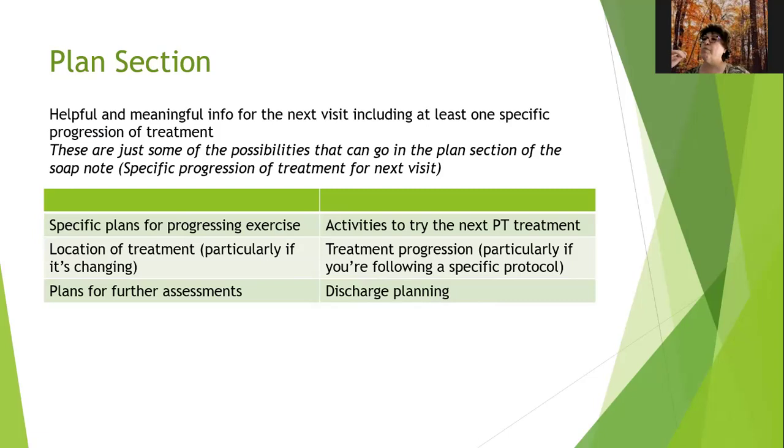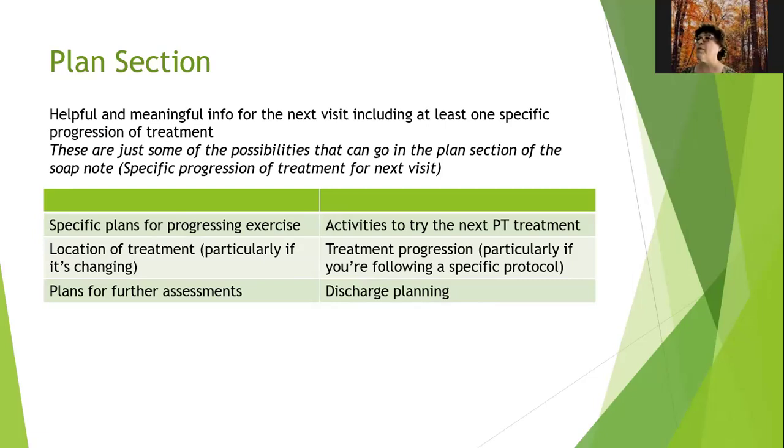You can include a progression from passive treatments like modalities to more active treatments, or plans for further assessment, like reassess the Berg or reassess their manual muscle strength, something like that. You can include new activities that you're going to try at the next PT treatment. So introduce stair training next session. That's a good thing to write in the plan.